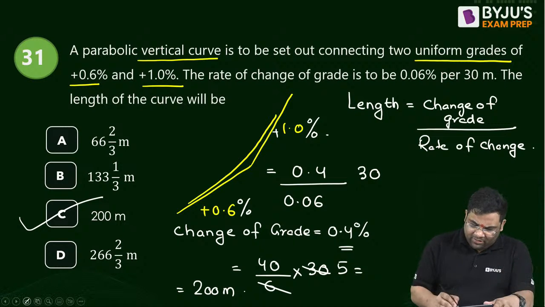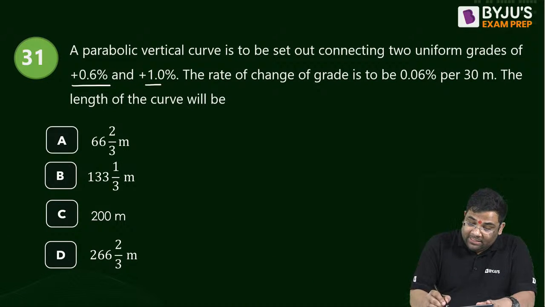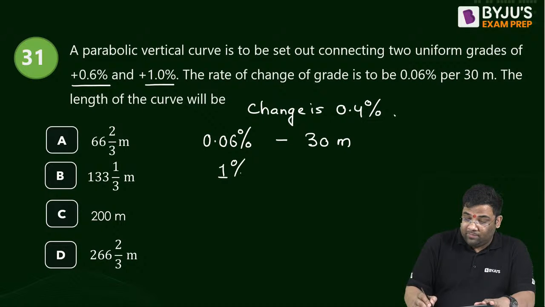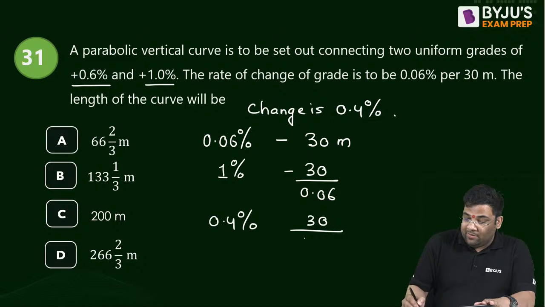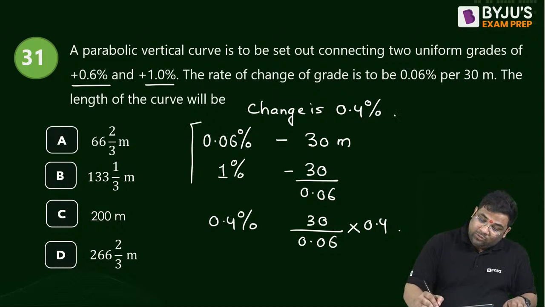If you are facing difficulty in understanding this, I will give you another perspective. The change is 0.4. Any doubt in this? Now they are writing that when the change is 0.06%, length is 30 meter. So for 1%, it will be 30 by 0.06. So for 0.4, it will be 30 by 0.06 into 0.4. Unitary method, right? So you can solve like this also.